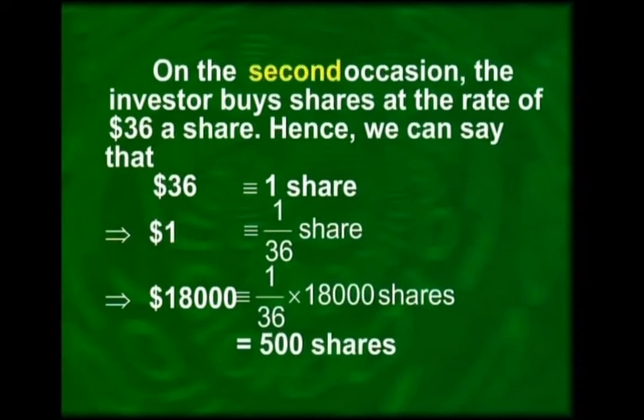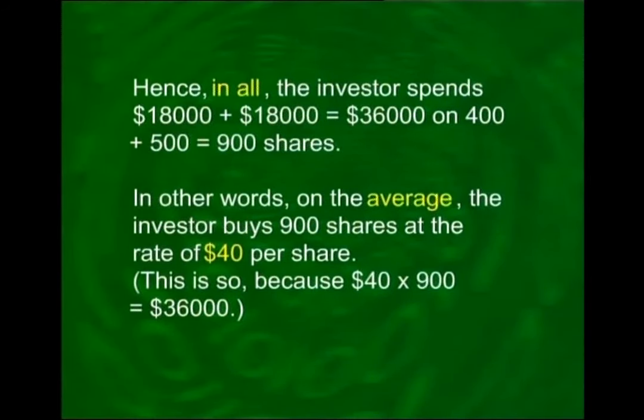Similarly, on the second occasion, the investor buys shares at the rate of $36 a share. Therefore, if $36 are equivalent to one share, then $18,000 are equivalent to 1 over 36 into 18,000 shares, and that is 500 shares. Hence, students, in all, the investor spends 18,000 plus 18,000, that is $36,000 on 400 plus 500, that is 900 shares.